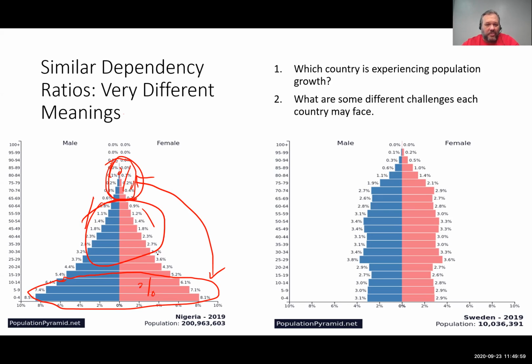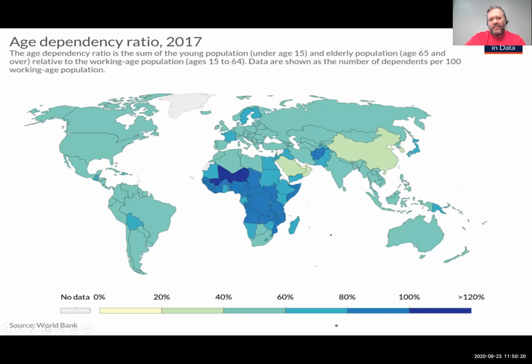This percentage plus this percentage divided by the working age percentage, and so this would be a pretty high dependency ratio, you would imagine. If we come over here and lop off this group and this group, add these two together, that's our dependent group, and divide that by the percentage of population in this area, because that's our working group. All right, here's the age dependency ratio.